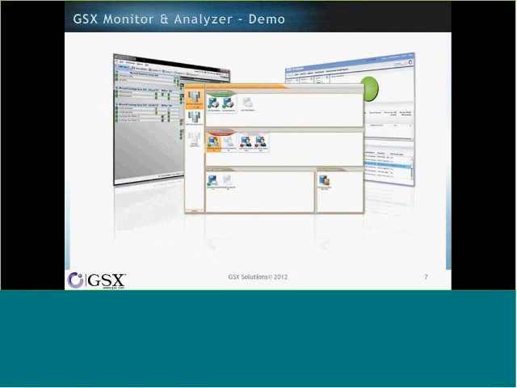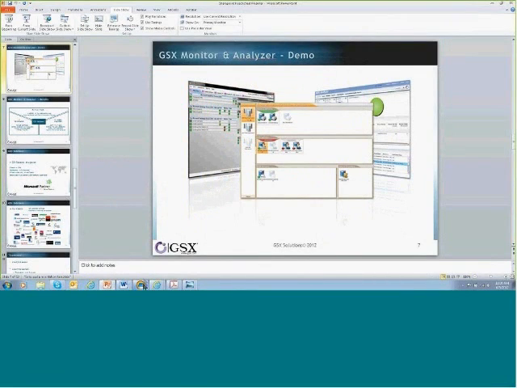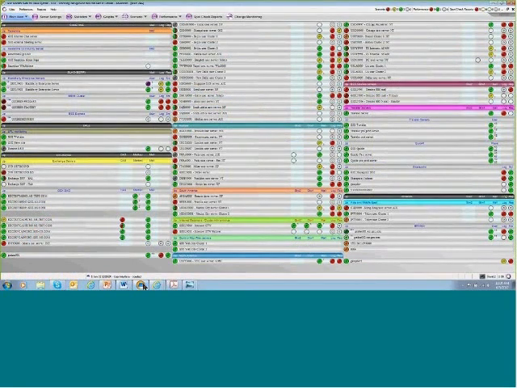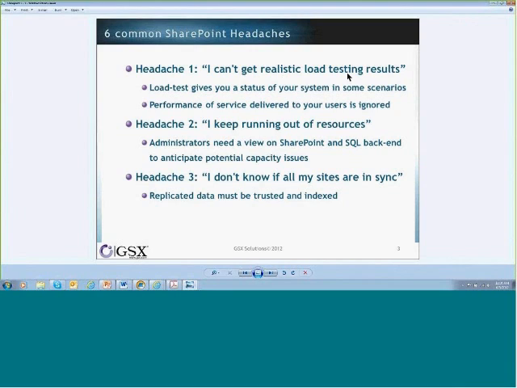Okay, so let's jump into the demo. And again, I'm going fast because there's a lot of things to talk about. So very quickly, let's just go back and recap. Headache 1, I can't get realistic load testing results. Hidden underneath that, the hidden meaning is that we did some load testing perhaps, and then now that we're out in the real world, we don't understand what's happening.